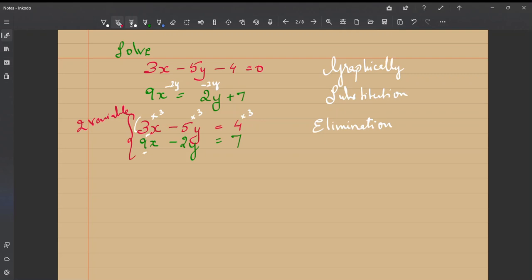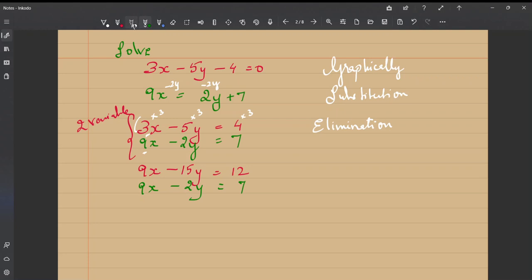And what do we get? The red equation can now be written as 3 into 3, 9x, minus 5 threes, 15y, is equal to 4 into 3, 12, right? And now let me rewrite the green also for perfect clarity: 9x minus 2y is equal to 7. Now we have done everything to eliminate the x variable. Just subtract one from the other, and we can eliminate the x variable.